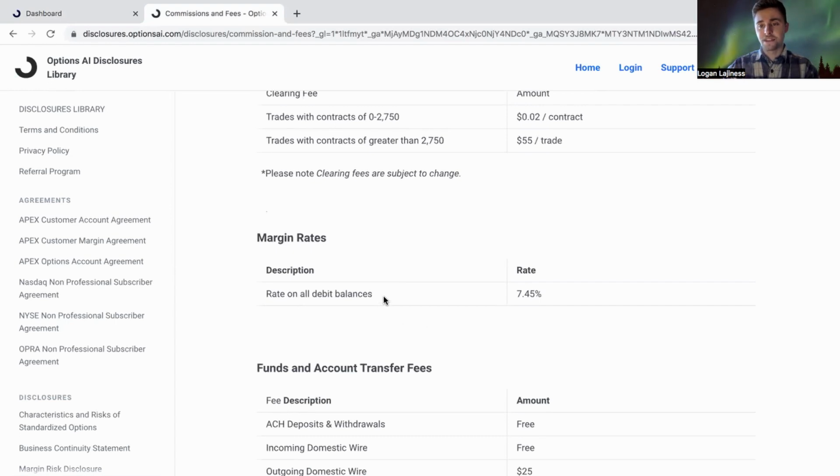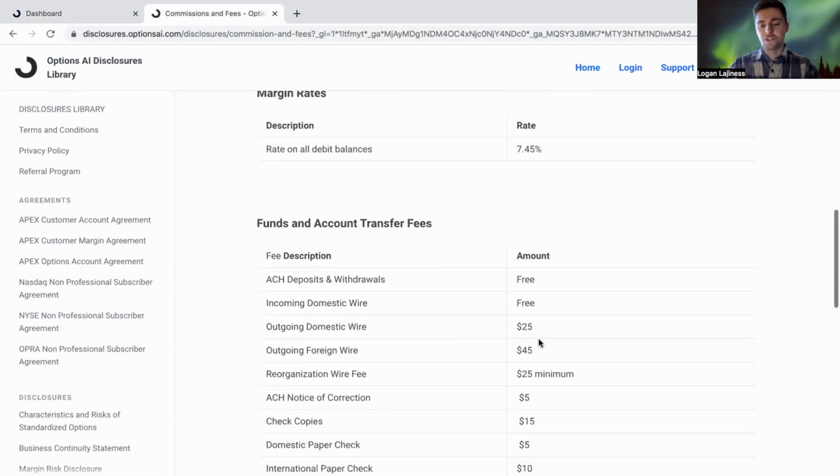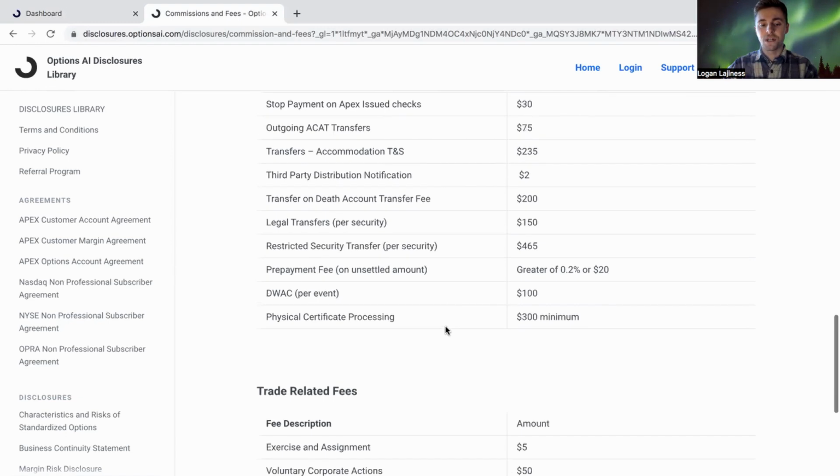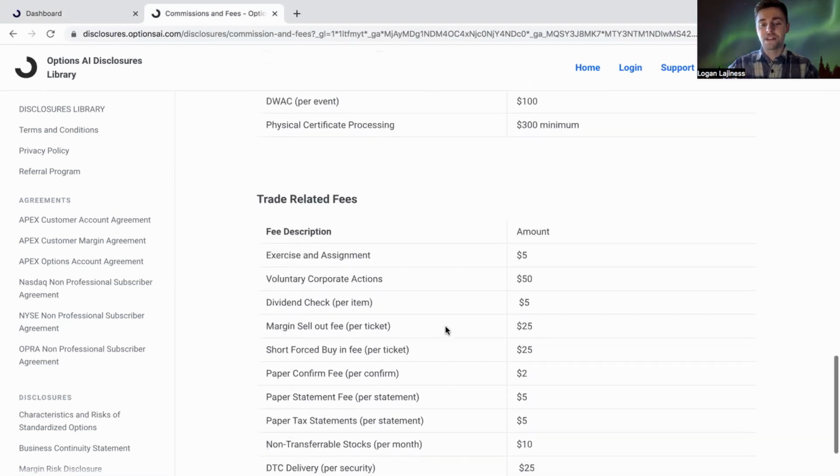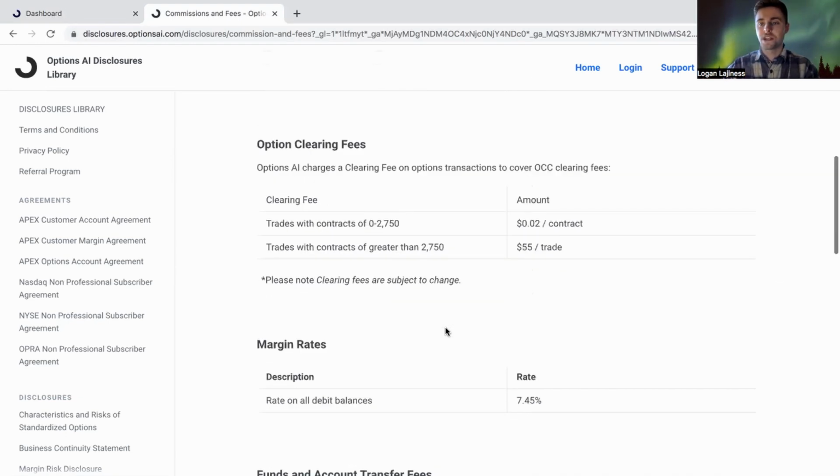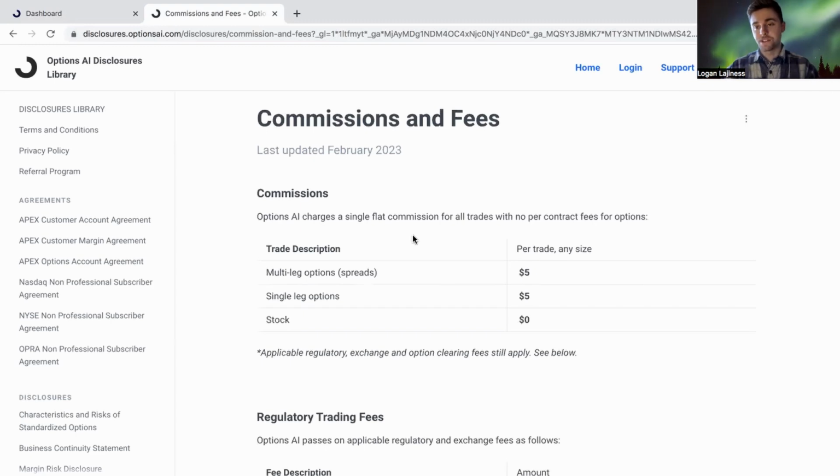Their margin rates on debited balances, your transfer fees are all down here as well. So you guys can take a really solid look and see if this would fit your trading style when it comes to the commissions and fees, because that's one of the biggest sticking points for me. Even with my fees reduced, personally, if I can get those reduced even more, I would like to do that.